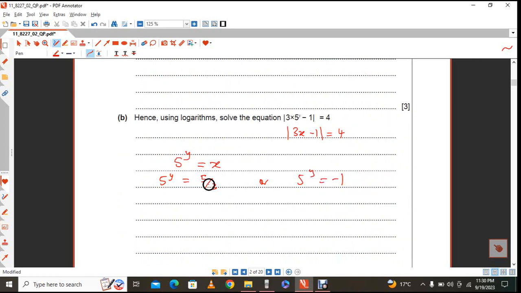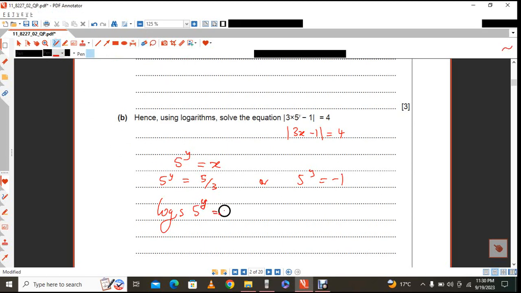Now, here's the thing. You are now supposed to use logs. It doesn't matter which one, so I'm going to take logs on both sides. Here is the problem with the second instance. You have log 5 raised to the power of y equals log of that constant. But for this one, it will obviously not work, because you can't take the log of a negative; it does not exist. So the only solution we're going to focus on is this solution over here.